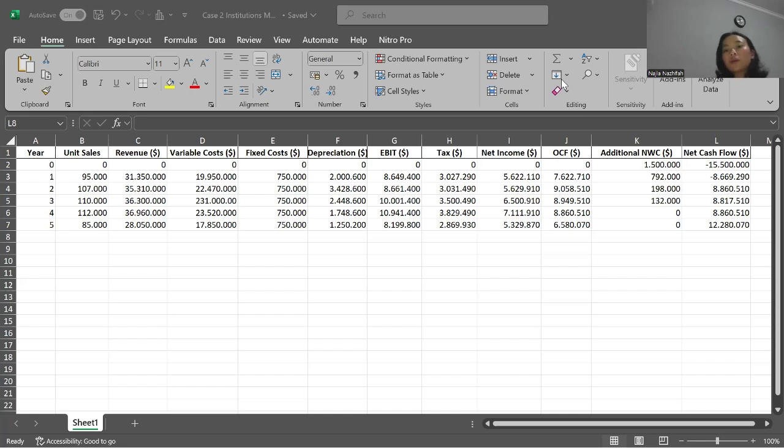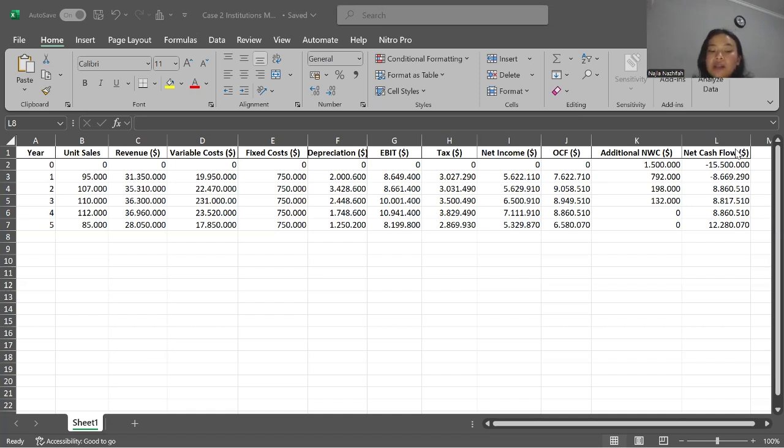I will explain the first two. First is year 0, the initial investment. The company spent $14 million to purchase equipment. They also allocate $1,500,000 for initial working capital. So total investment equals 14 million plus 1,500,000 equals $15,500,000. This is a cash outflow, shown as negative. Net cash flow in year 0 is negative $15,500,000.